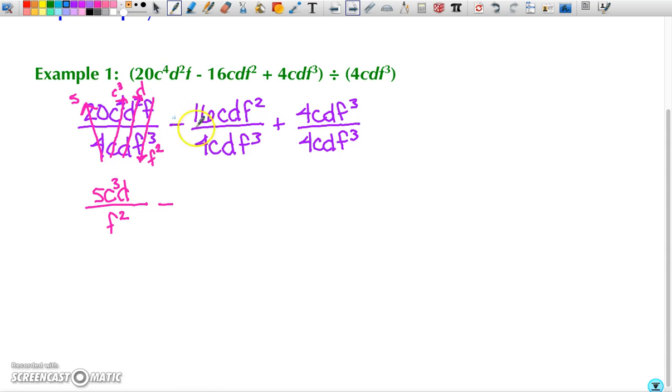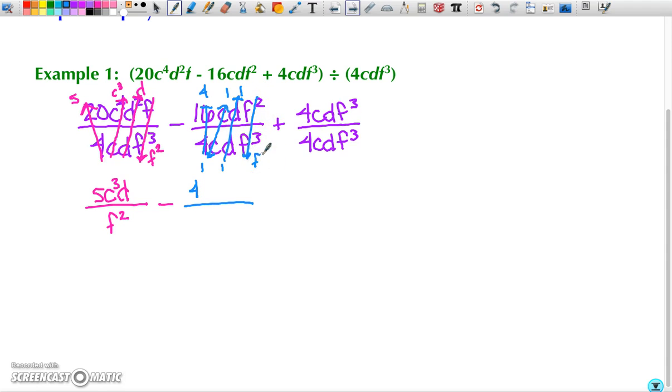Now, same thing here. 16 divided by 4 is 4, and that goes up top because 16 is bigger. C over c is a 1, so it doesn't matter where you put it. D over d is also a 1, so it doesn't matter where you put that. And then f squared over f cubed goes on the bottom.